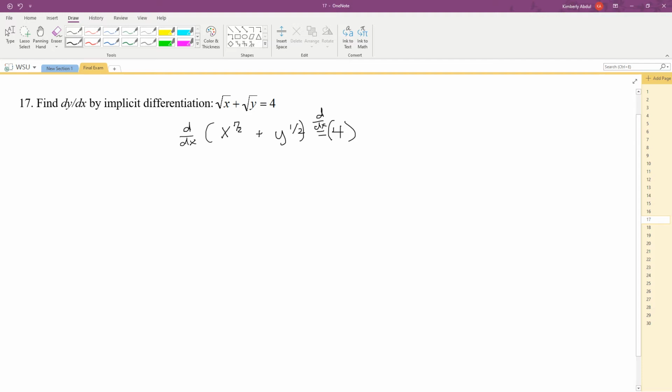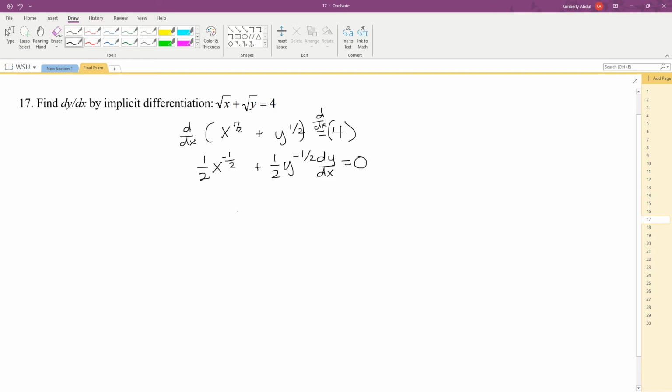So the derivative here, you're going to multiply the coefficient of 1 times the exponent. So we'll get 1/2 x, reduce the exponent by 1, so we'll get negative 1/2. And then same thing here. This is basically the chain rule. So the outside function, I'd have 1/2 y to the negative 1/2, but then I need to take the derivative of the inside function, which is y, which is going to be the derivative of y with respect to x. And then here, the derivative of a constant is equal to 0.